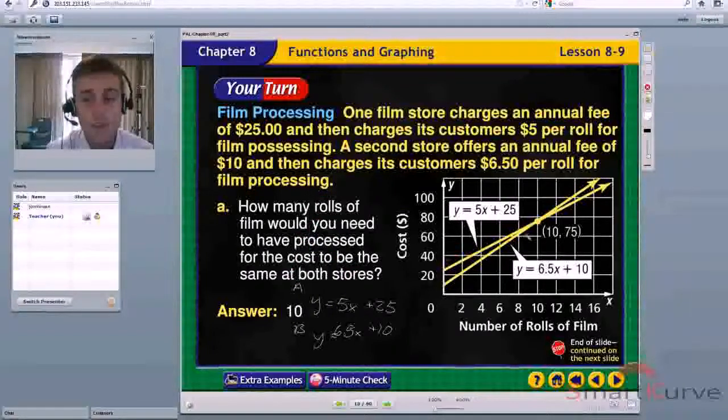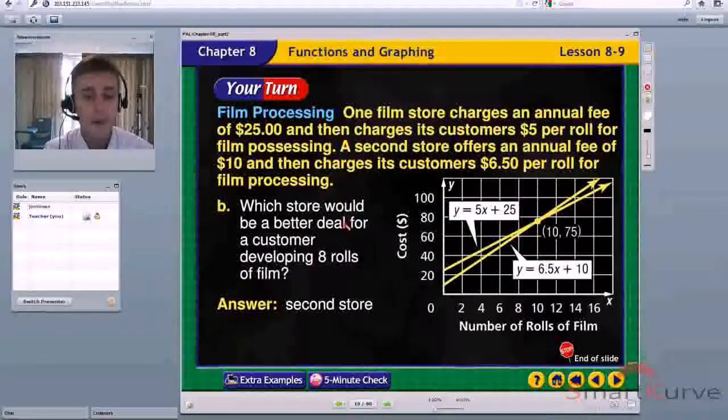We graph both lines and we find where they intersect. 10, 75. Plug those back into these equations. Make sure that they equal each other. They do. So we know that at 10 rolls of film at $75, the clubs are the same. So the answer is 10. You would have to process 10 rolls of film for the clubs to equal each other.